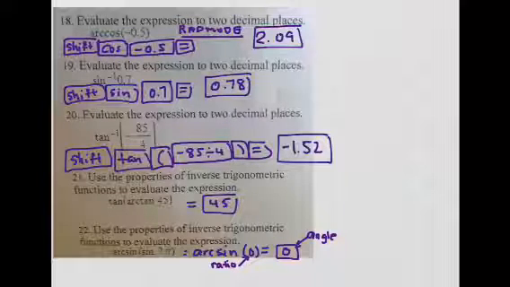Now this 0 right here is a ratio. This 0 right here is the angle 0. Okay, so although they're the same number, they mean two different things.